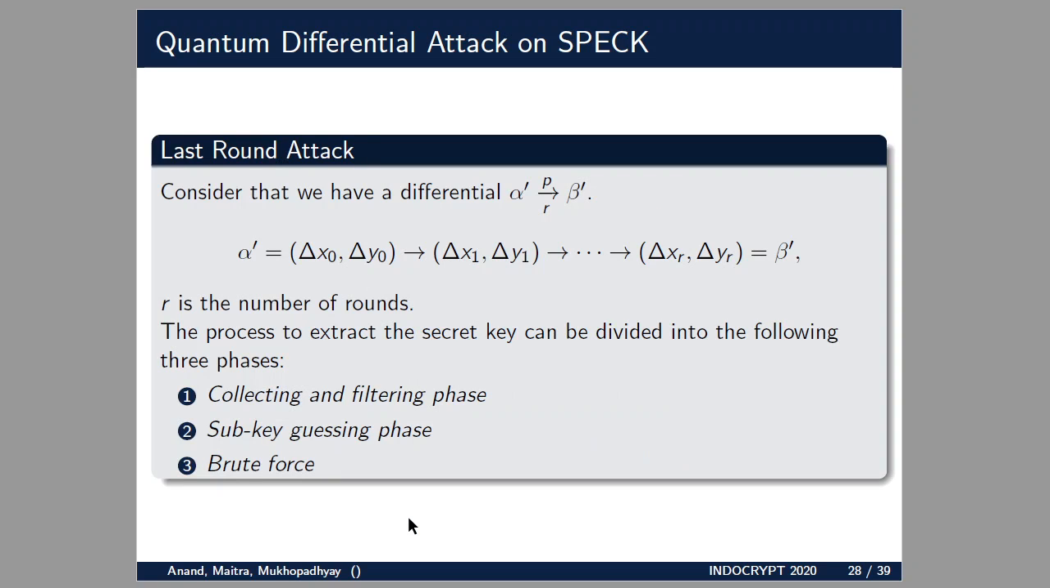We now implement the last round attack for key recovery. Consider that we have a differential alpha dash going to beta dash with probability p in r rounds. Then we extract the keys for r plus 1 rounds, and the process to extract the secret key can be divided into the following 3 phases: collecting and filtering phase, subkey guessing phase, and brute force.